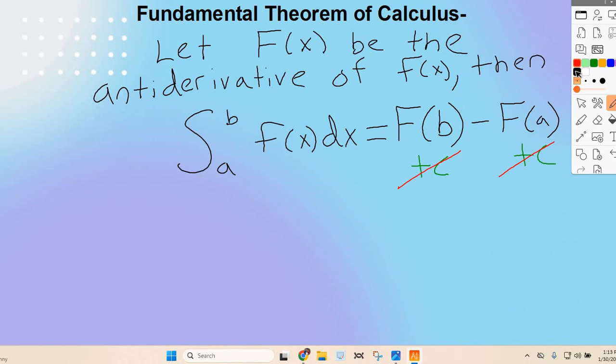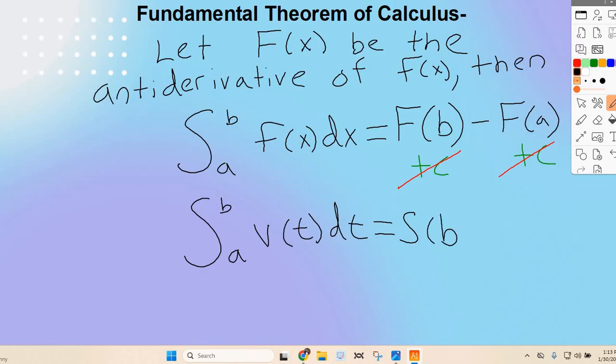The other way that we can see this written would be the integral from a to b of v of t dt. So what is the antiderivative, or in other words, going backwards, of v of t? What do we have to take the derivative of to get velocity? Position. So instead, this would be s of b minus s of a.